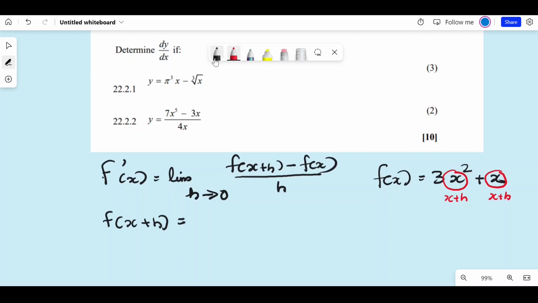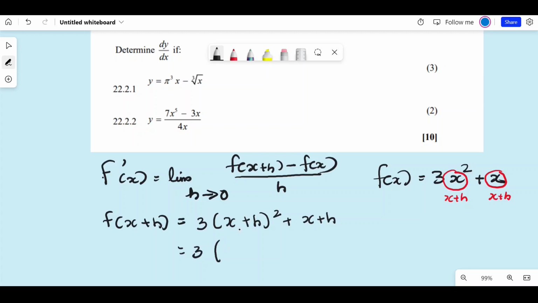So let us find the f(x plus h) here. So 3, then x is going to be replaced by x plus h, so square, plus x plus h. That is f(x plus h). Now simplify the f(x plus h). Don't forget to leave the 3 as it is.